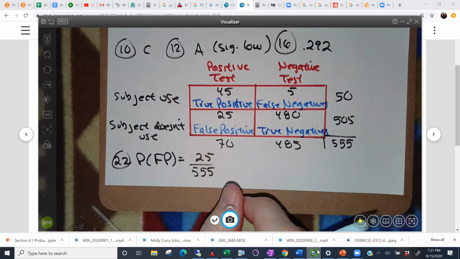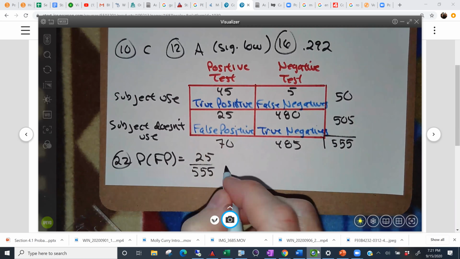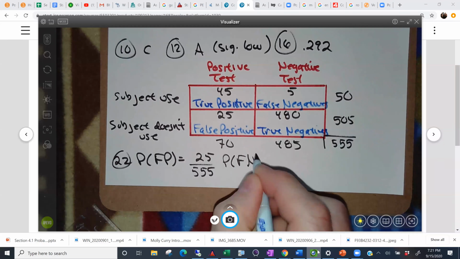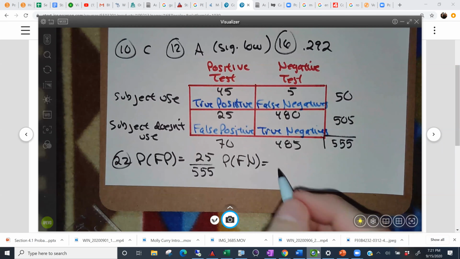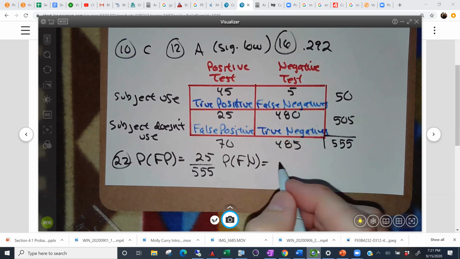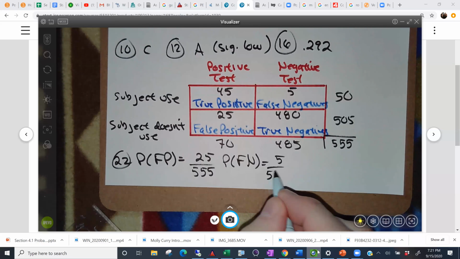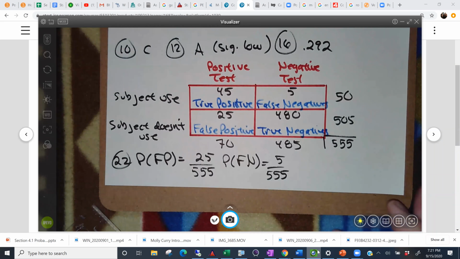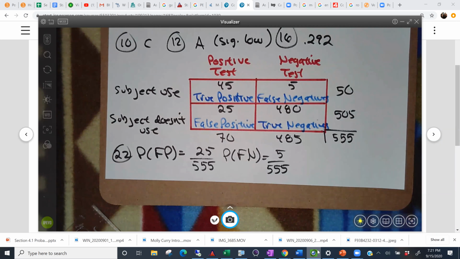How about the probability of a false negative? Let's extend this one. Probability of false negative. 5 out of 555, right? So now you're talking about less than a 1% false negative rate, which, again, putting it in the context of the coronavirus, that's not too bad.